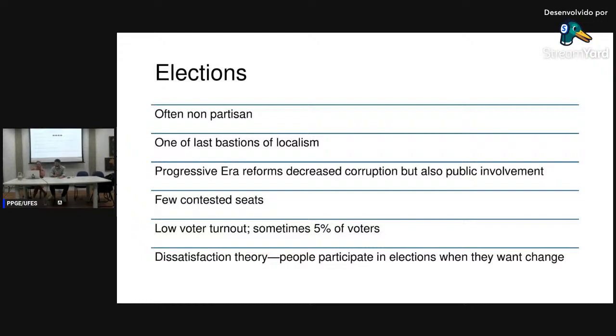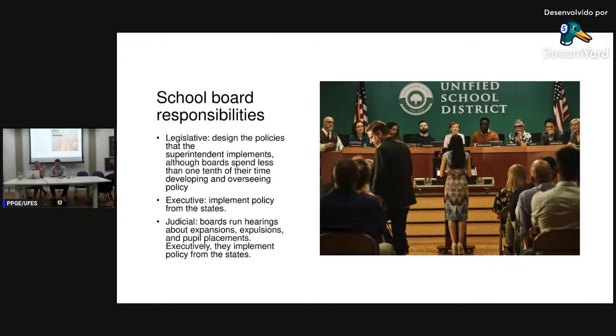So school boards have 3 responsibilities. There's legislative and executive and judicial powers.